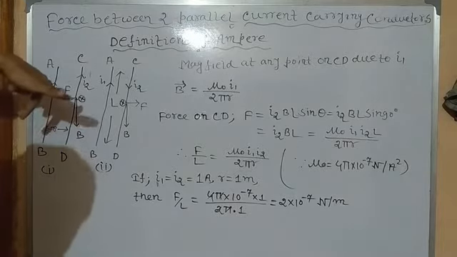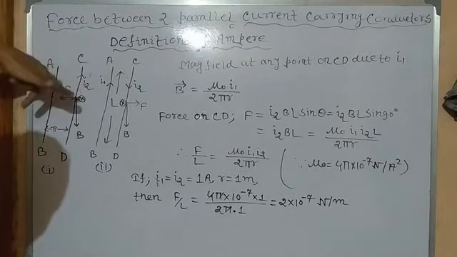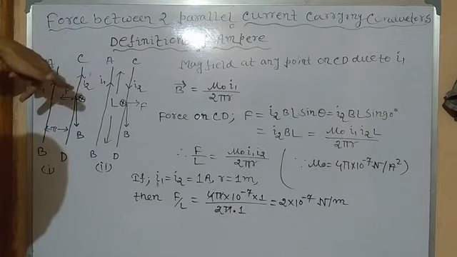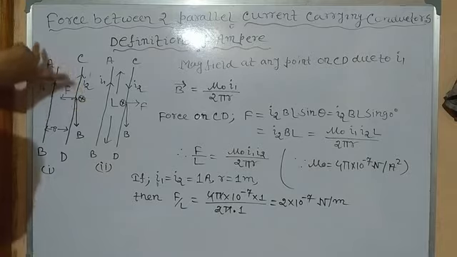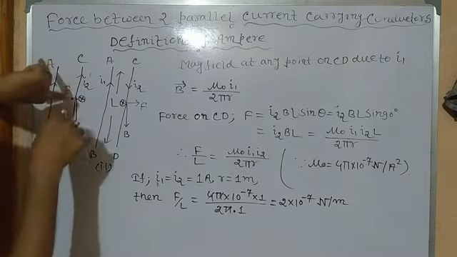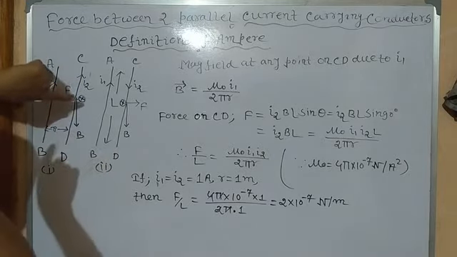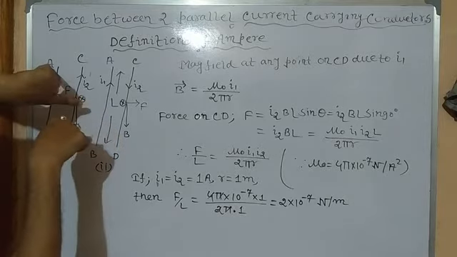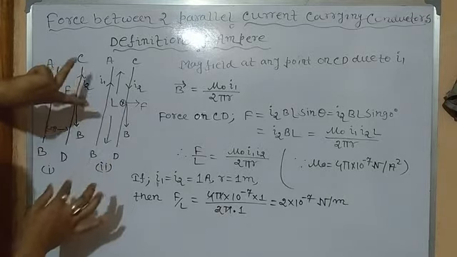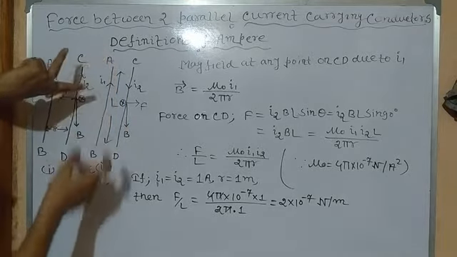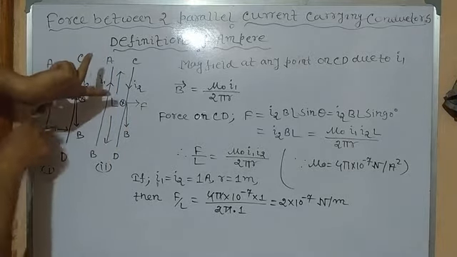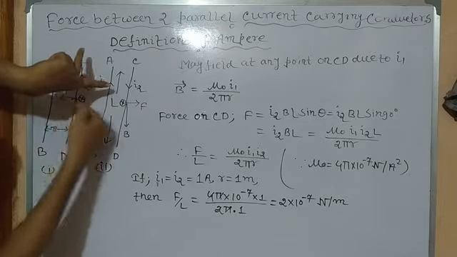So this is the magnetic field, clear? Just apply Fleming's left hand rule. This is the direction of the magnetic field, as I said, it is penetrating the plane of the board or the paper. The middle finger indicates the direction of current. Now you can see in which direction the force is acting. Force is acting towards AB.